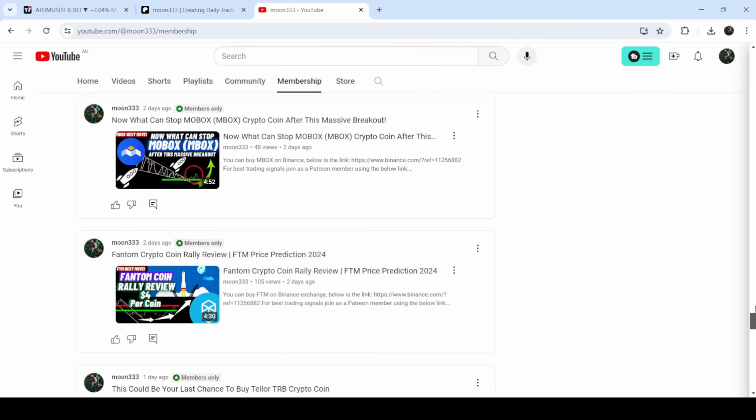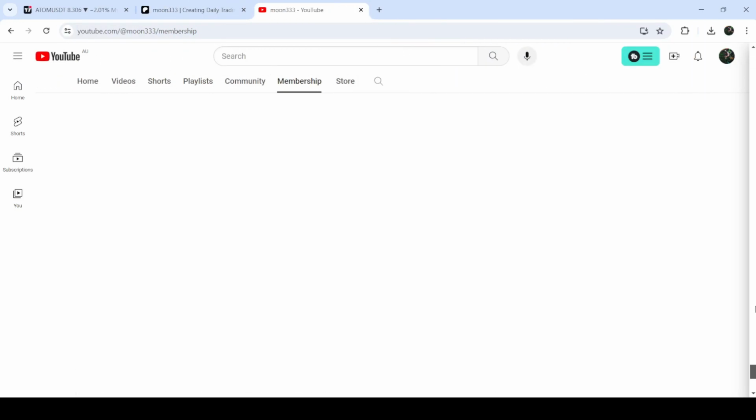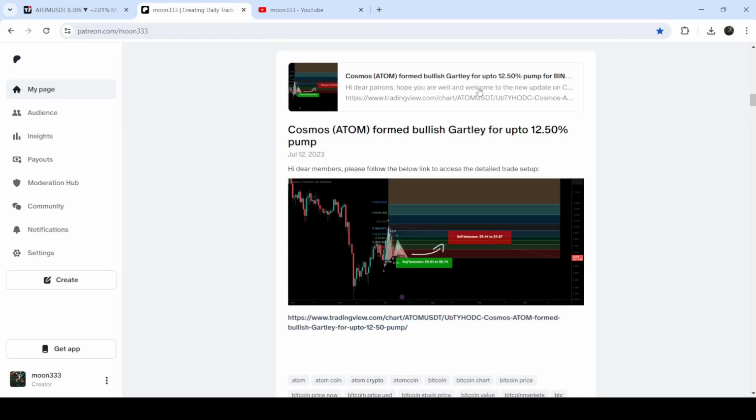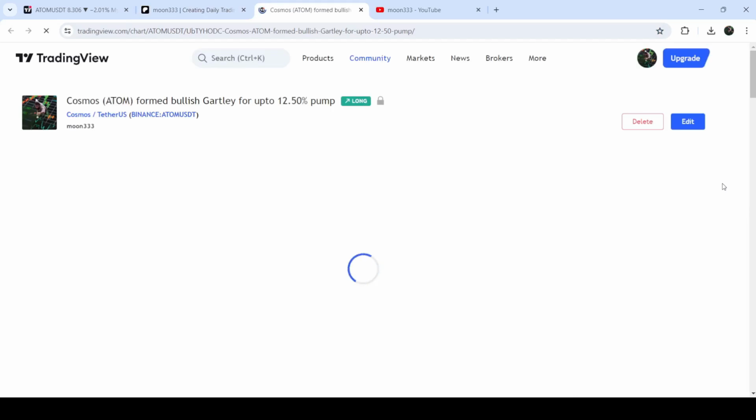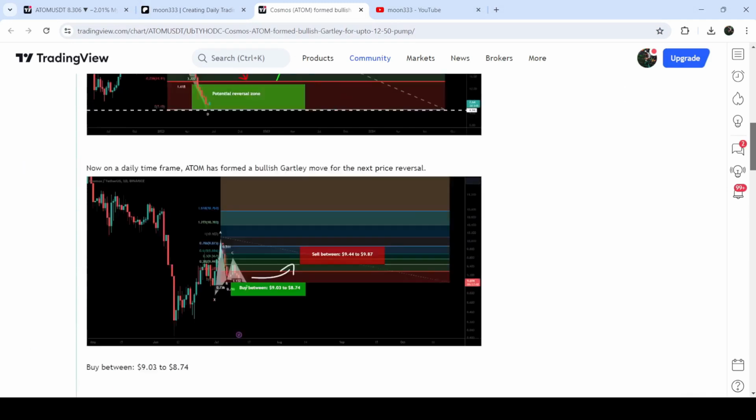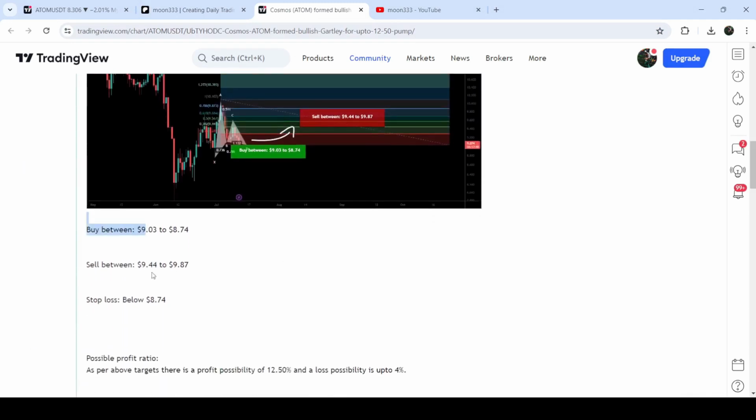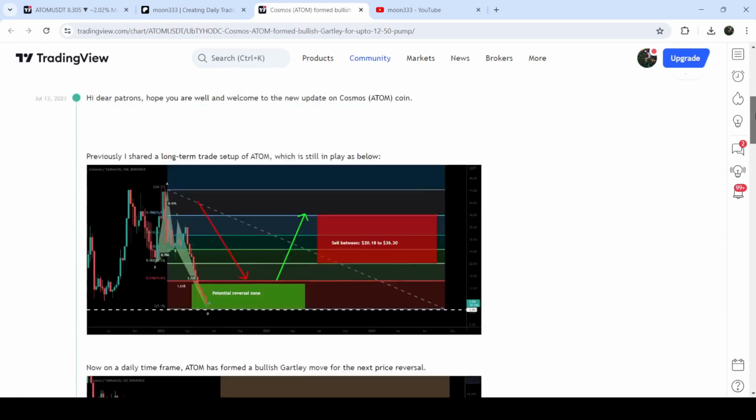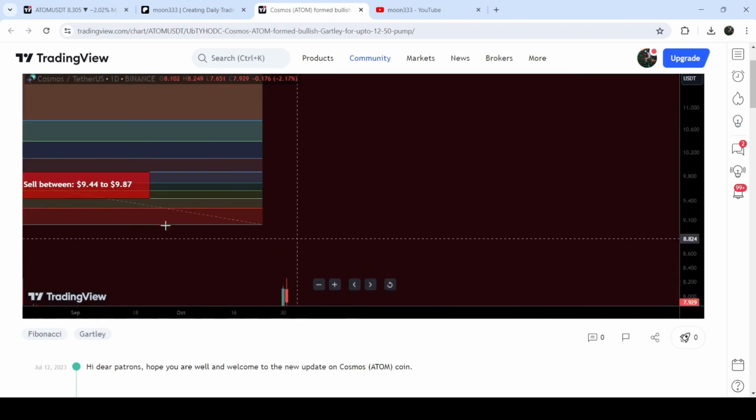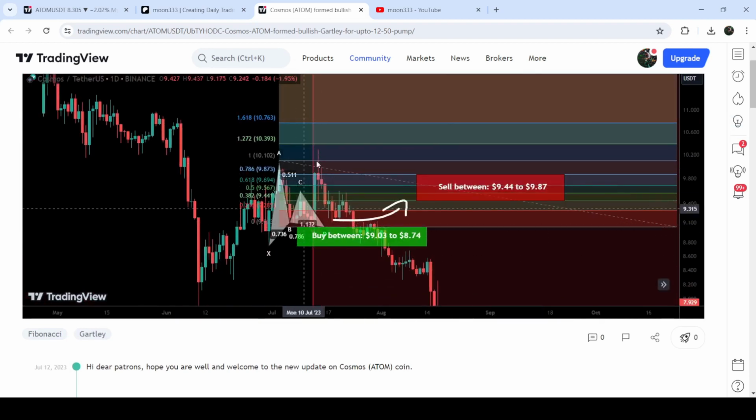And first of all, let me begin with my most recent trade signal for Atom Coin that I shared, by the way, on 12th of July 2023 with my members. And that was a harmonic bullish reversal Gartley pattern that Atom Coin formed with the US dollar pair on a daily time frame chart. And this was a complete trade setup. This was the buying zone and sell target zone and the stop loss. And now if I play this chart, then you can see that the price started a very nice reversal from this buying zone and rallied beyond the sell target zone. And this was almost a 14% pump on this daily time frame chart.